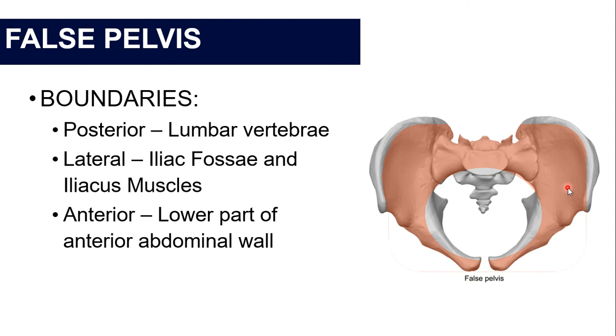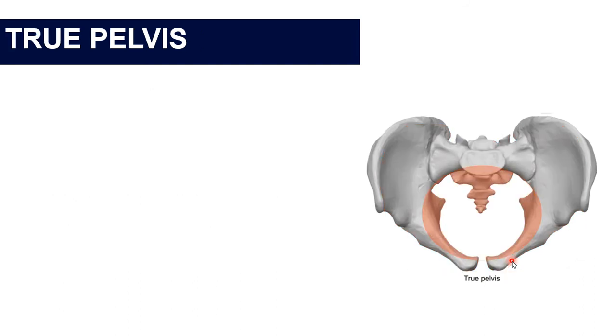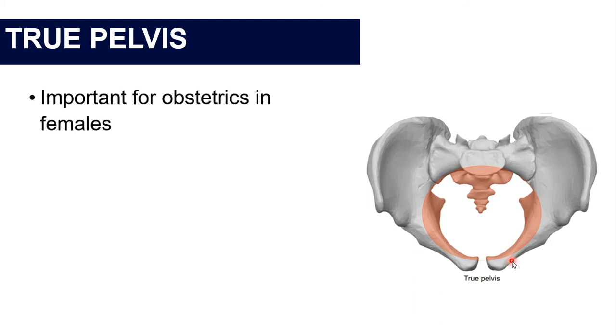Now, we also have the anterior boundary of our false pelvis, which is the lower part of your anterior abdominal wall, which cannot actually be seen here in our picture on the slide. But next, we have the true pelvis. This true pelvis is important for obstetrics in females because it forms the bony canal through which the child passes during birth.